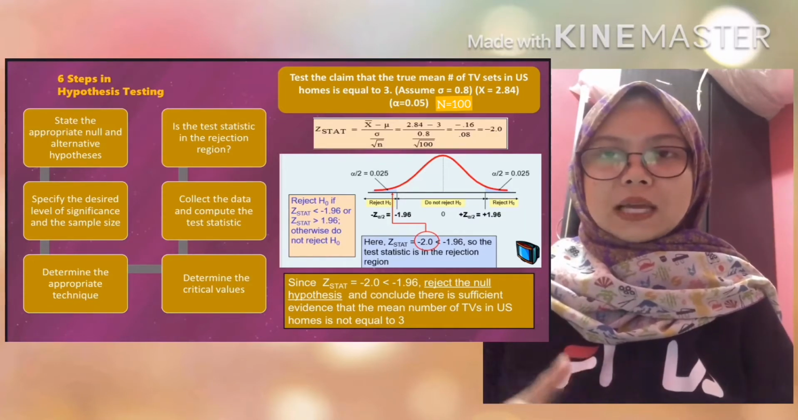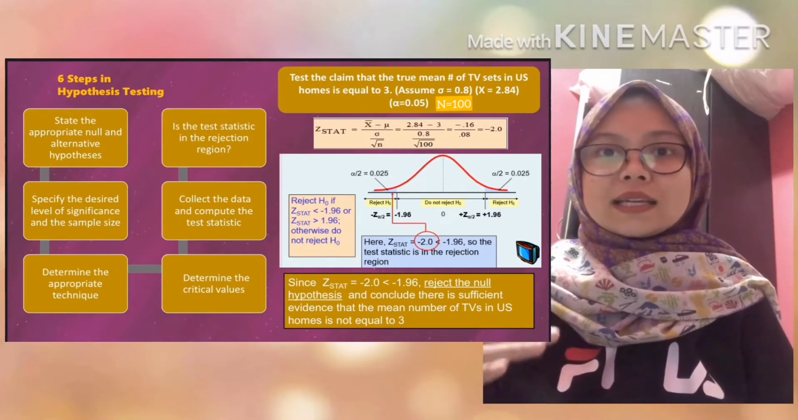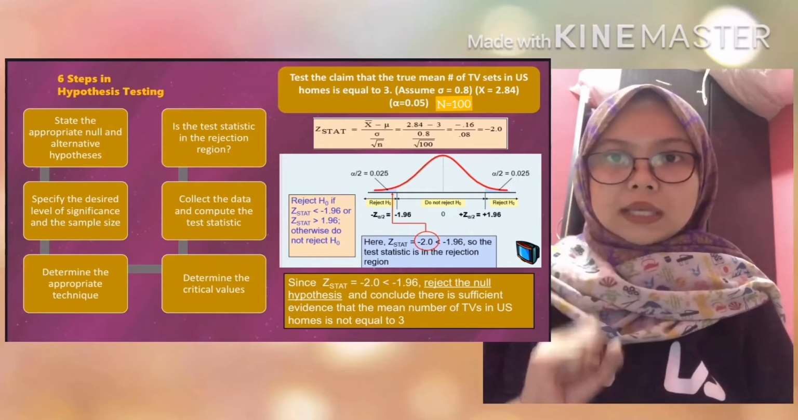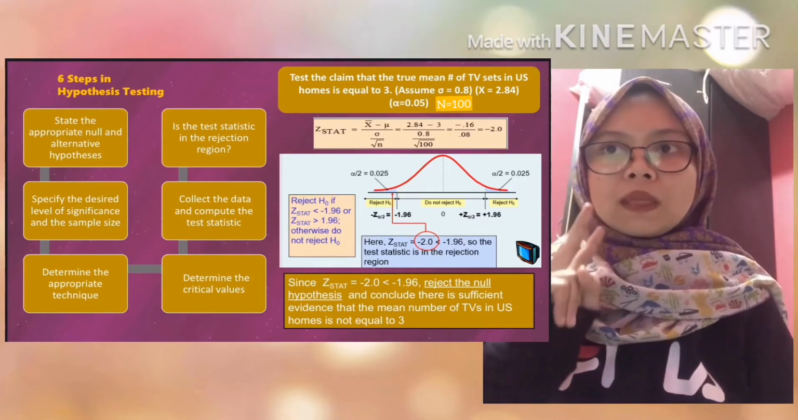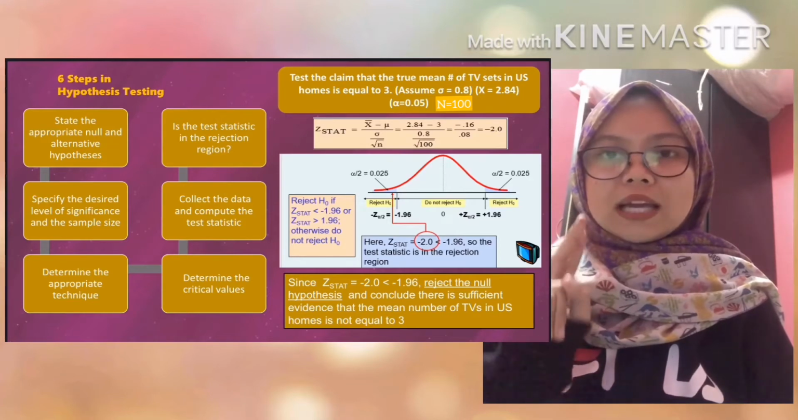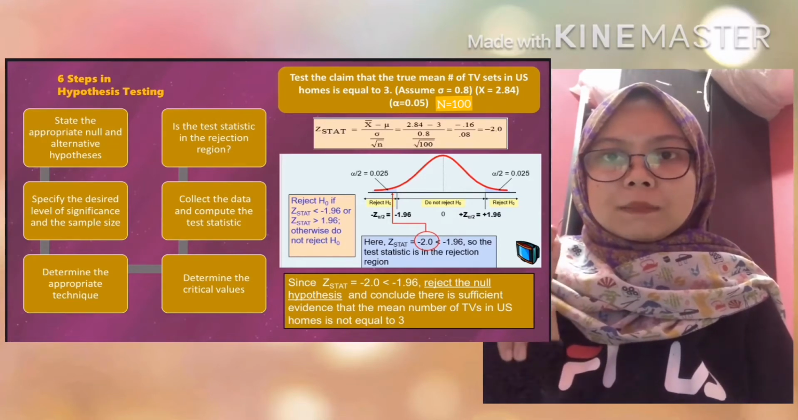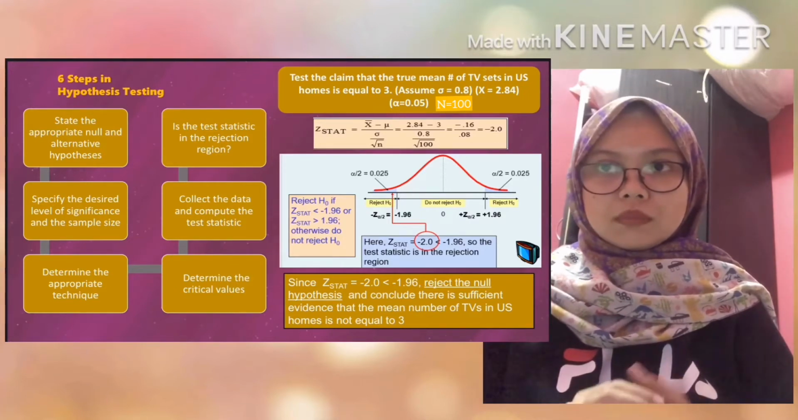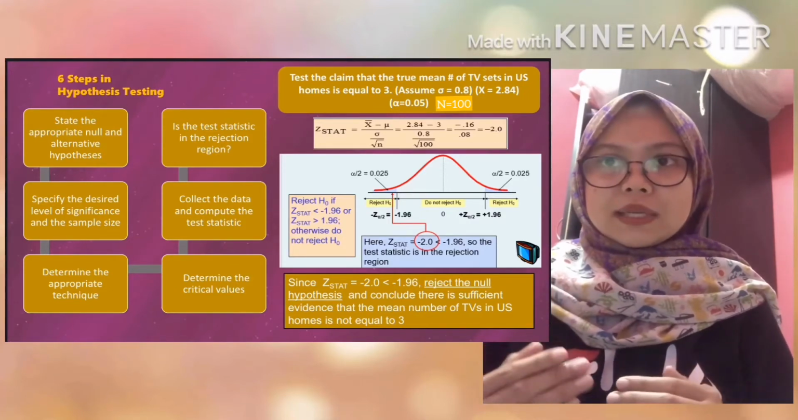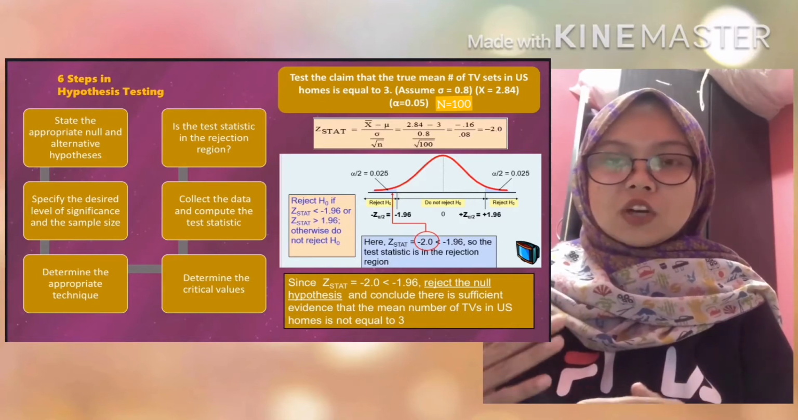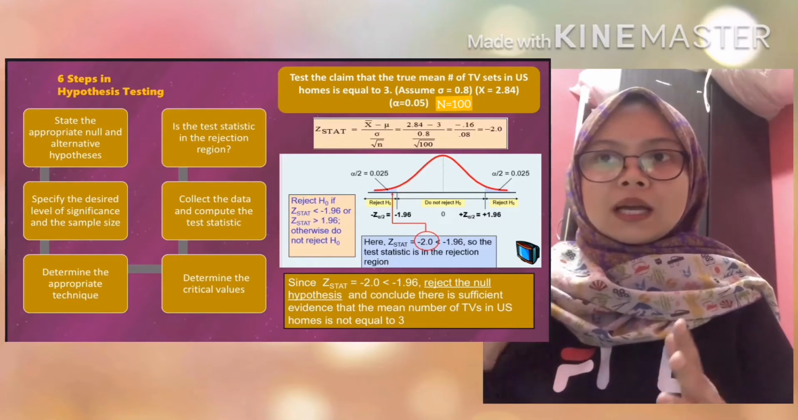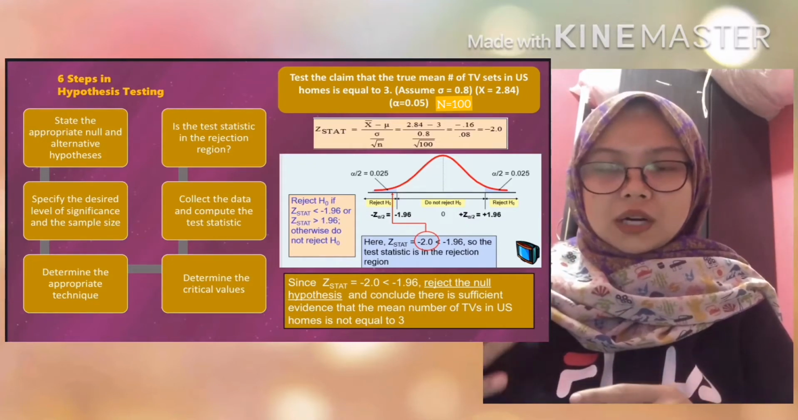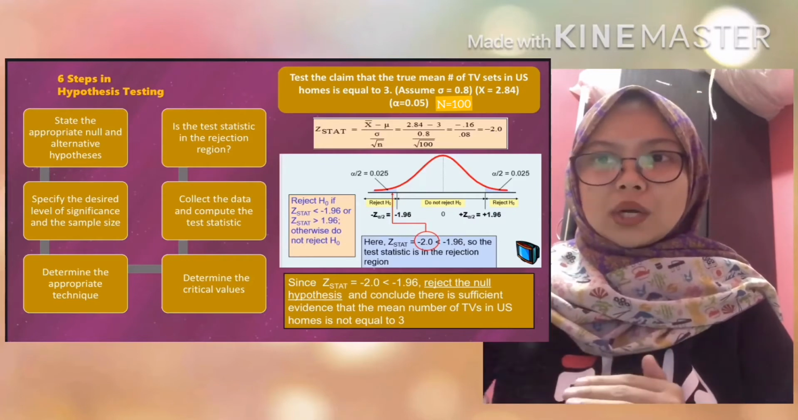The first step of hypothesis testing is to state the appropriate null and alternative hypothesis. It is a two-tail test, so there are two hypotheses, which are the null: mean equal to 3, and the alternative: not equal to 3. Then the second step is to specify the desired level of significance and the sample size. The level of significance is 0.05 and the number of population is 100.